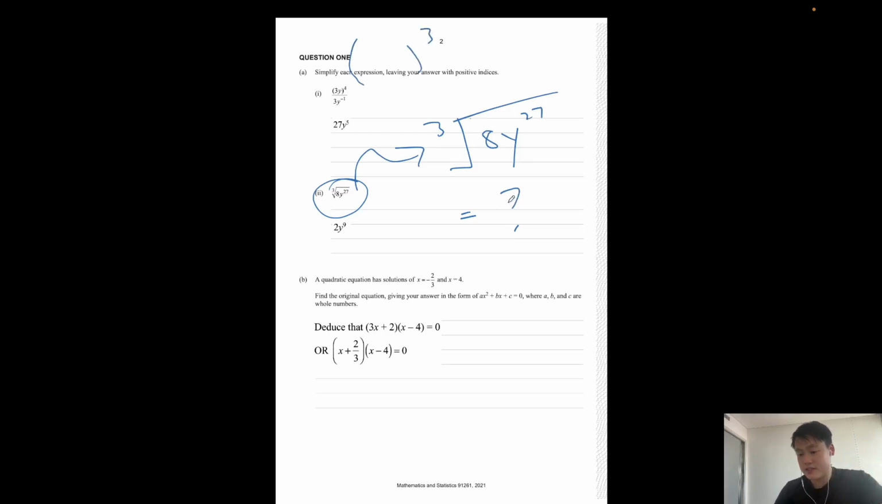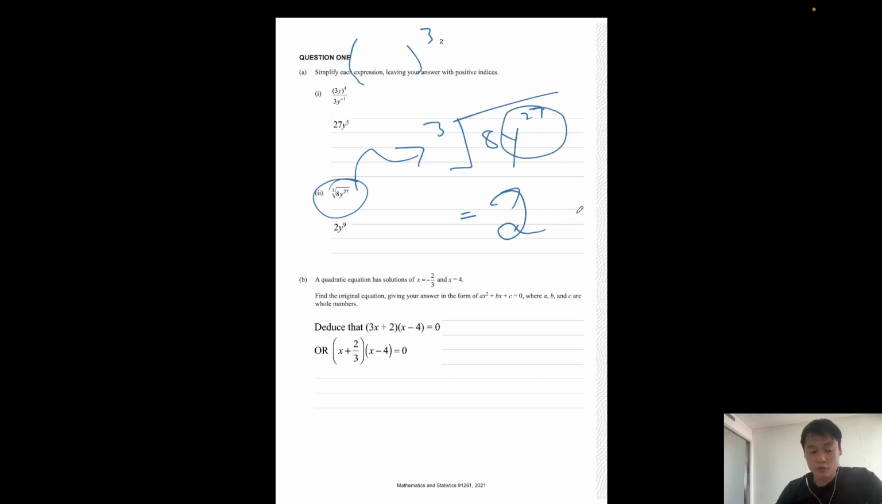So the quickest way to realize this is, well, what's the number that to the power of 3 will give you 8? The number that to the power of 3 gives you 8 is, what number is that? Isn't that 2? Yeah? So it's going to be 2, isn't it? And you think to yourself, what expression to the power of 3 will give you 27?